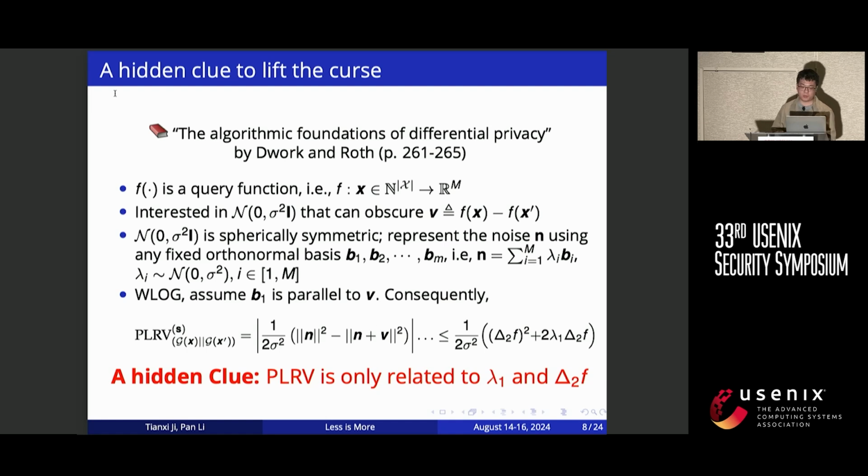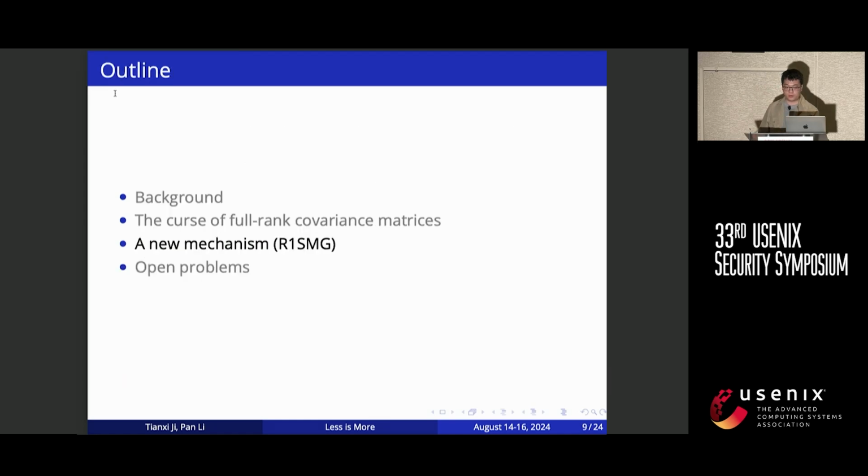Focusing on the query result, people are interested in the multivariate Gaussian that can obscure an arbitrary difference caused by f(x) and f(x'). We know that the multivariate Gaussian is spherically symmetric. That means if you project the noise onto any orthonormal basis, then the coefficients lambda_i are all distributed as the same univariate Gaussian. Then without loss of generality, you can just assume v is parallel to one of the bases, and you can bound the privacy loss using just a one-dimensional Gaussian plus the sensitivity. So the hidden clue is that the privacy loss in high dimension is only related to one dimension of the Gaussian and the sensitivity. That inspires us to develop a new scheme.